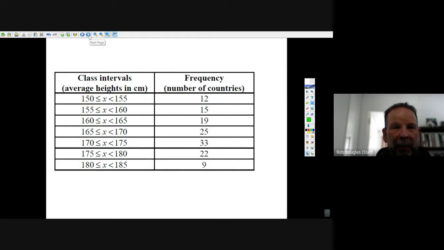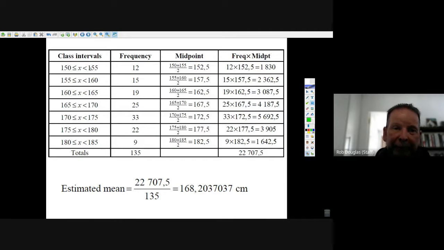Now, they'll ask a question like this: what is the mean of this data? But you don't even know what the average heights are here, so you have to come up with an estimate. This is what you do. You take the middle of 150 and 155, which is 152.5. You know there are 12 countries, so you go 12 times that midpoint. It's always frequency times the midpoint, and that's how you get the total for that class interval. You do that in every single one.